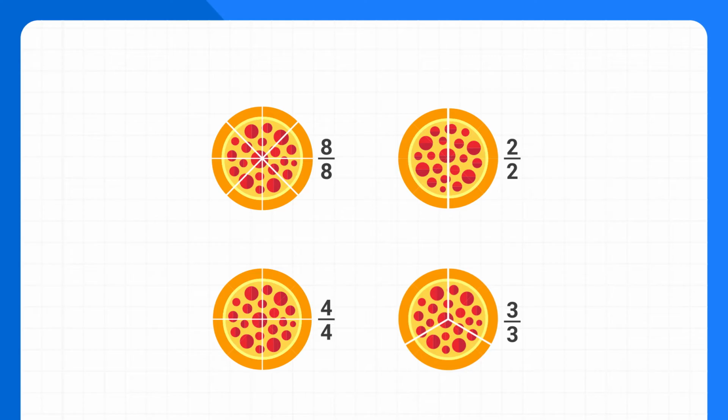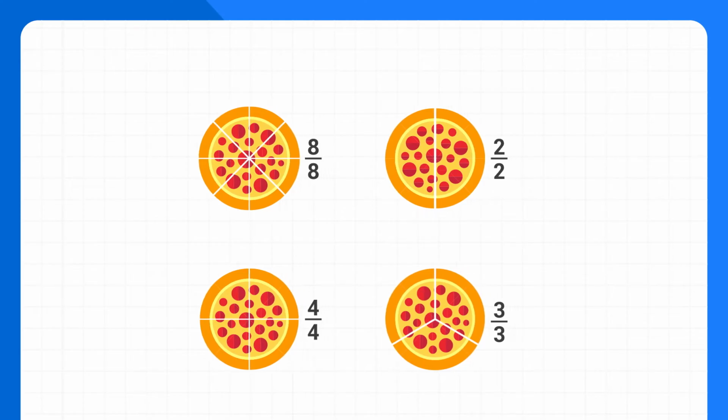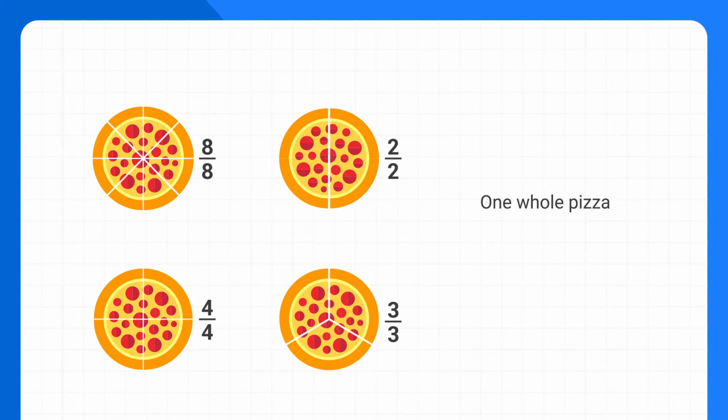What I want you to notice from all of these examples is that they were each one whole pizza, but that the number one whole can be written with all sorts of different fractions, 2/2, 3/3, 4/4, or 8/8. Notice that one whole is always equal to a fraction that has the same number as the numerator and the denominator. That's the important idea to remember from this video. Whole numbers can be written as fractions. And one whole is always equal to a fraction with the same numerator and denominator.